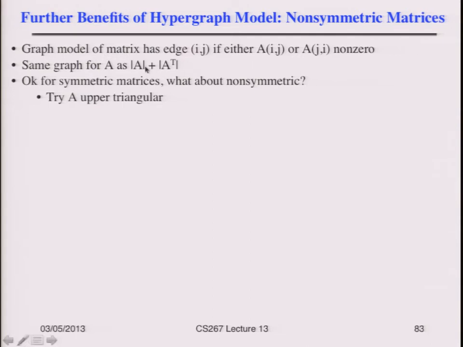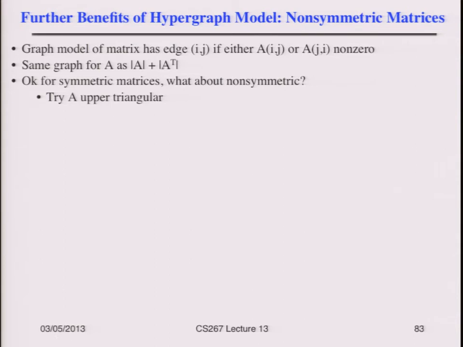And so the thing to notice is that if I take a triangular matrix and ask what graph partitioning does, graph partitioning has an edge whether A sub ij is non-zero or A sub ji. So in other words, you get the same graph whether you use A or A plus A transpose. And if your matrix is fully triangular, then A plus A transpose is dense, right? You don't have very much information at all. So let's just try it and see.